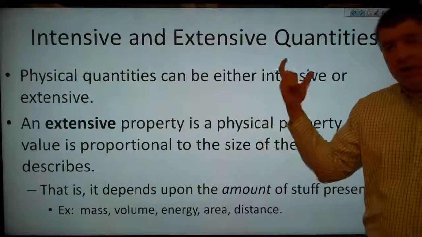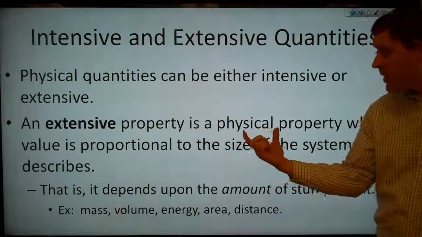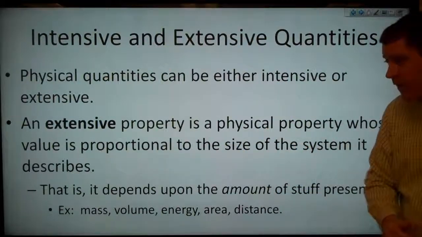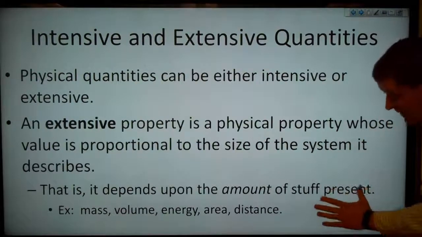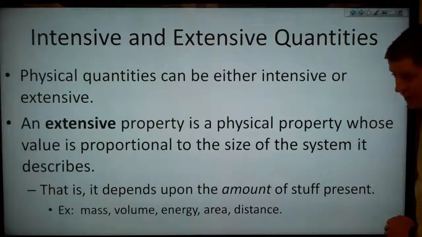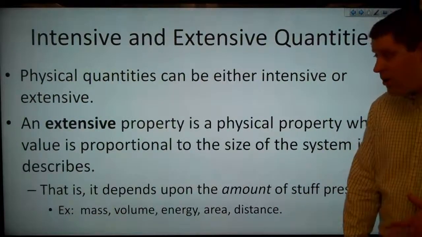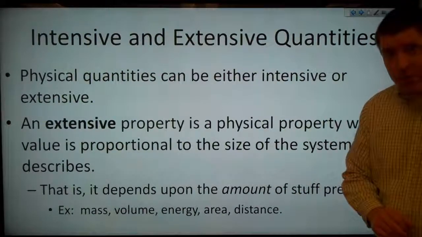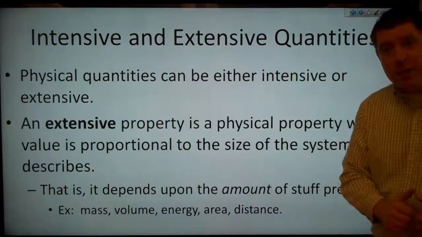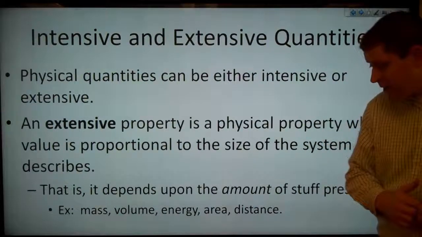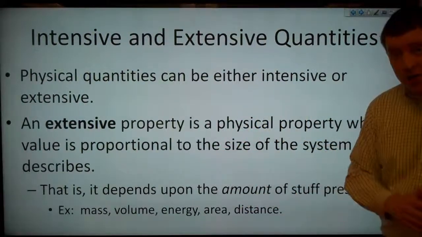So physical quantities can be either intensive or extensive quantities. An extensive property is a physical property whose value is proportional to the size of the system it describes. That is, it depends upon the amount of stuff we have present. For example, mass, volume, energy, area, and distance are all examples of extensive properties. The mass of an object depends on how much stuff is there. The volume that that object takes up depends on how much stuff is there. The energy contained in the object and so on, those all depend on how much stuff is there.